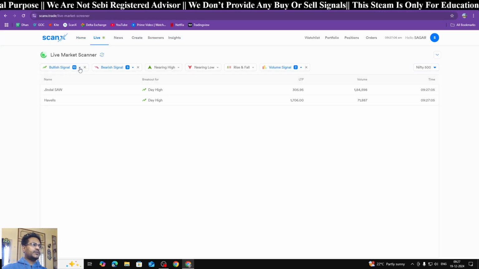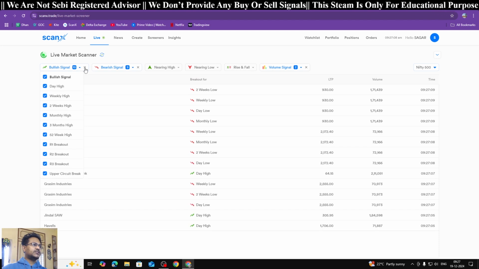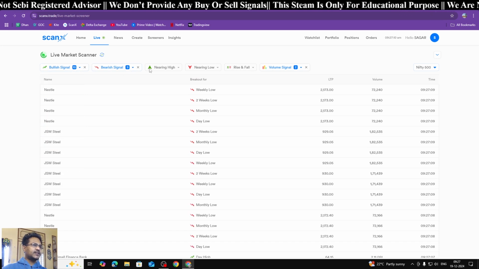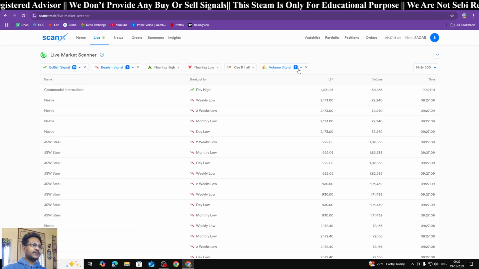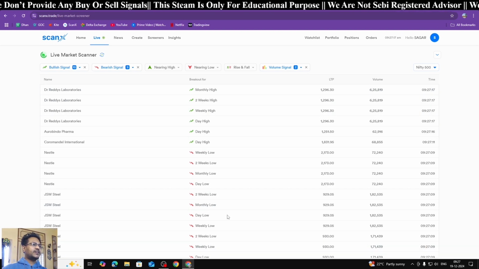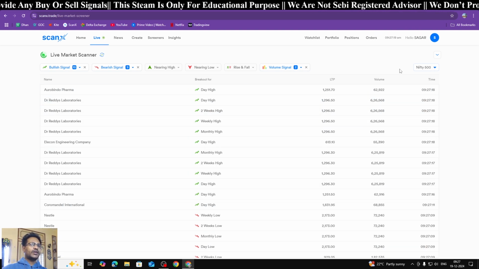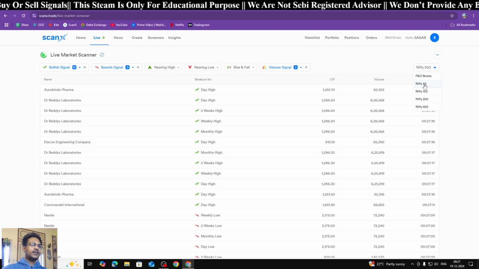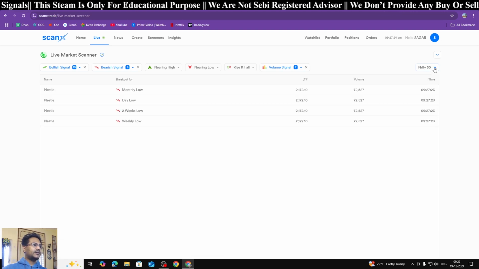So here what you'll have to make sure is to select the bullish signal as up, and then the bearish signal is selected, and then the volume signal is selected. So right now it will give you a list of stocks which are trading on an upper trend. You can select whichever you require, either Nifty 50, Nifty 100, whichever you want.